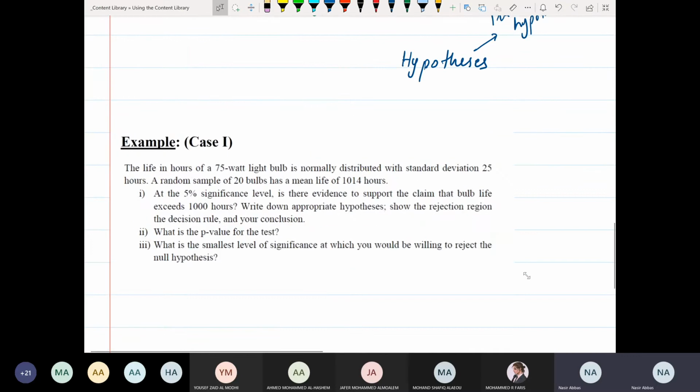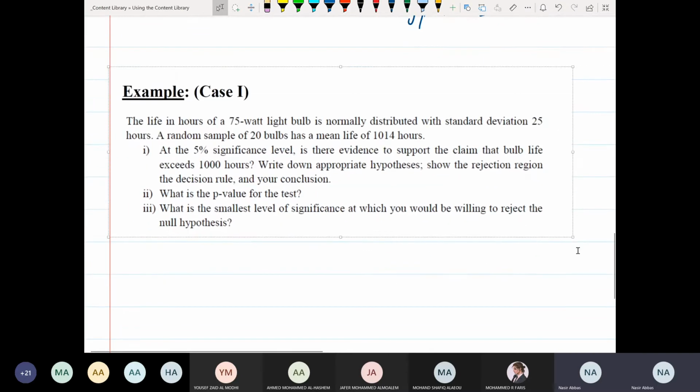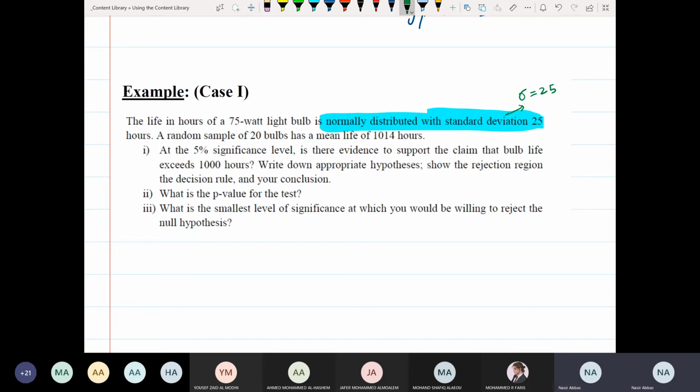Let us say we have this example. In this example, the question says that the life in hours of light bulbs is normally distributed with standard deviation. Now here we're talking about the distribution, and something attached with the distribution is the population. So the standard deviation here is your population standard deviation. This is sigma, not the sample standard deviation. If the standard deviation was attached with the sample, then you would say it's S.